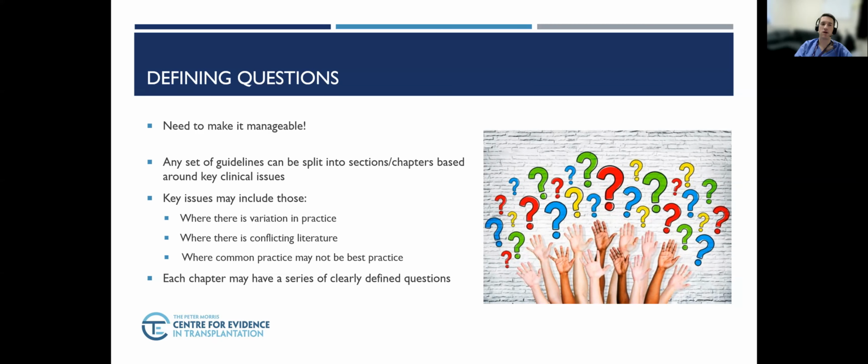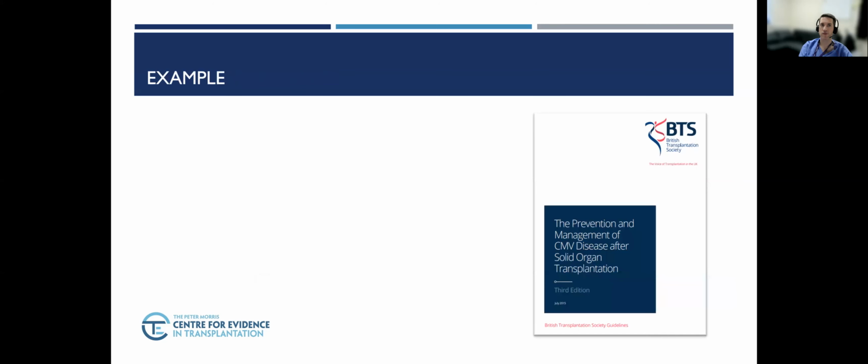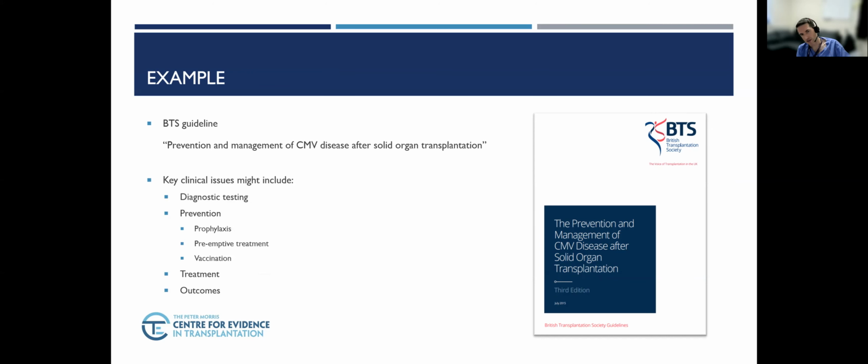And then within that theme, you'll have a series of clearly defined questions that you're trying to answer using the evidence and the literature. So if we think of an example here, these are the BTS guidelines for management of CMV in transplant recipients. When you start thinking about the management of CMV, you can immediately imagine what the sections or chapters in this guideline might look like. So you're going to have topics like diagnostic testing, like prevention of CMV disease, which might include subdivisions such as prophylaxis, preemptive treatment, vaccination. You might have a section on the treatment of disease, and that might vary depending on the patients you're talking about.